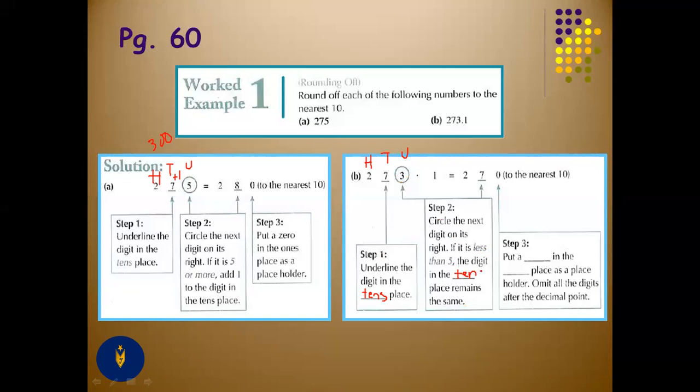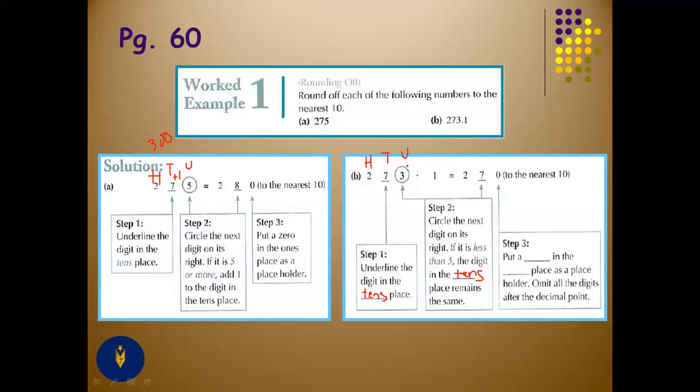Okay, if the circle digit is 5 or greater than 5, then we will add 1 to the tens place. Or if the circle digit is less than 5, then we will not add any number, we will do nothing. It would remain the same. Because we are doing rounding to the nearest 10, तो हमने यहाँ पे जो भी काम करना है यूनिट को देखते हुए 10 के ऊपर काम करना है.